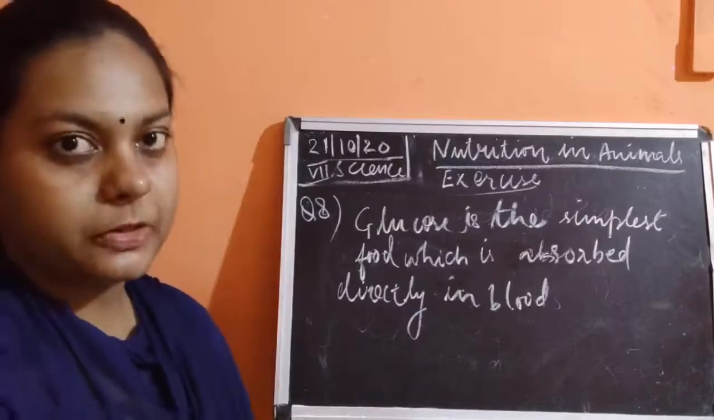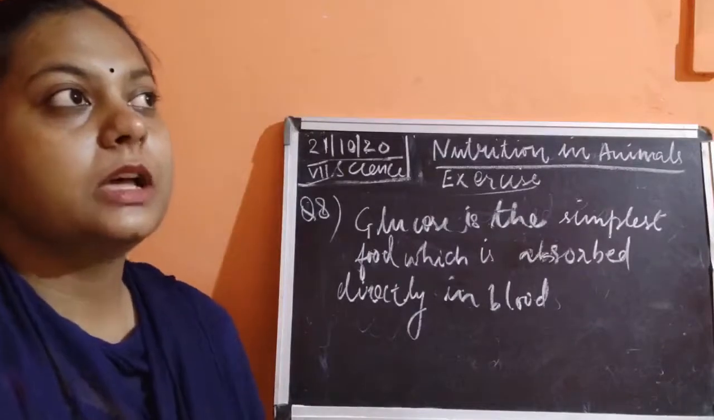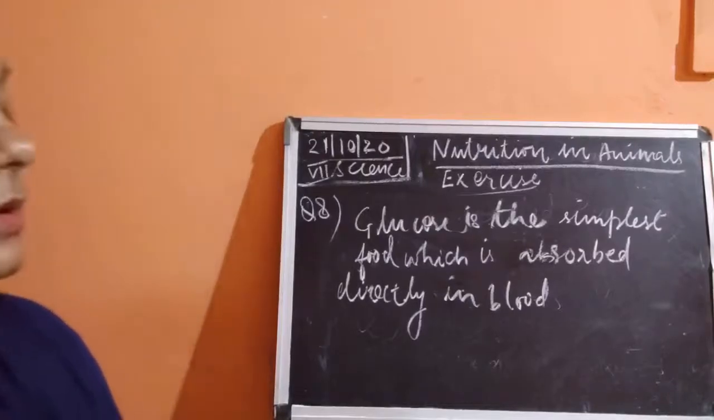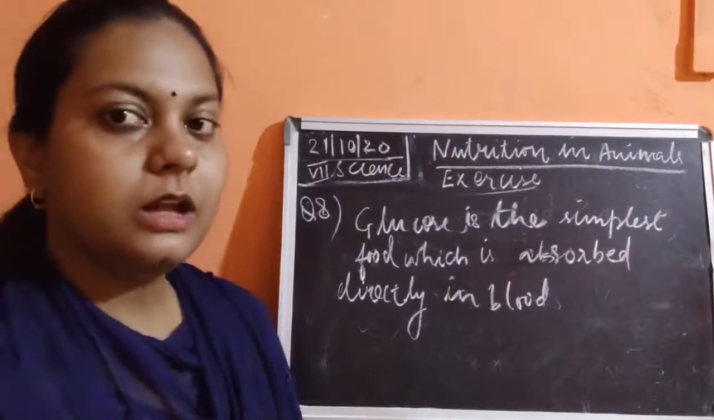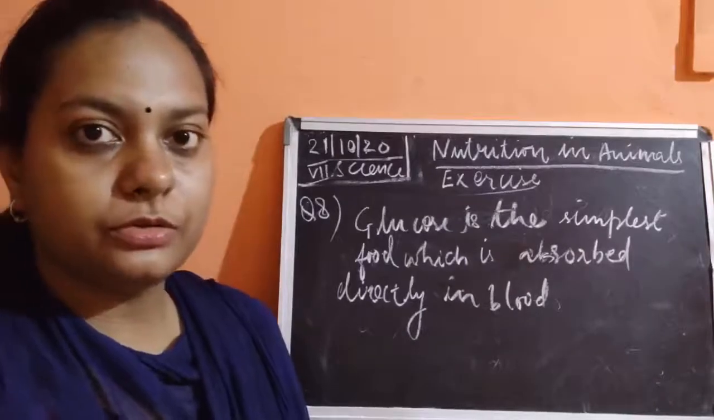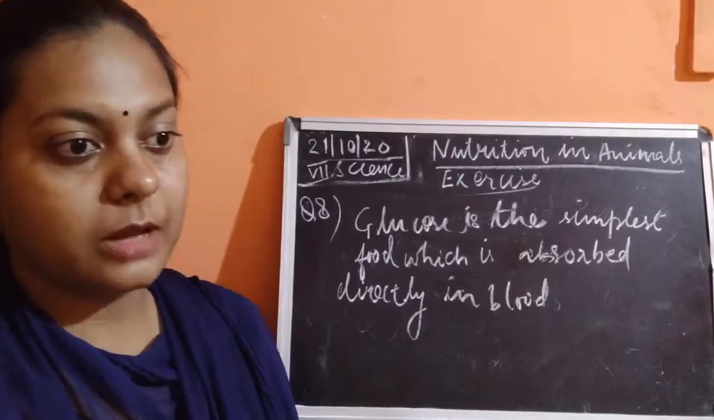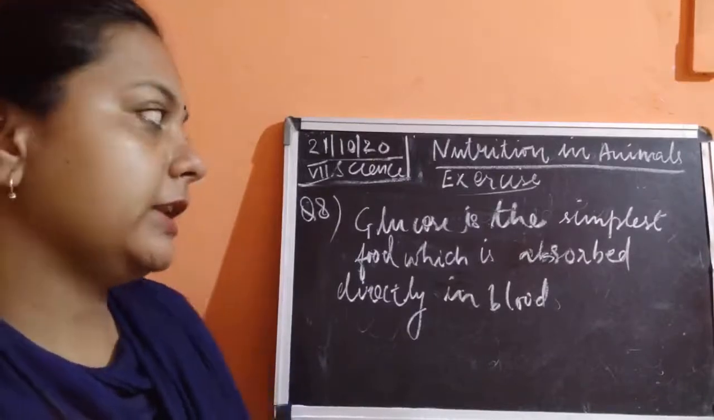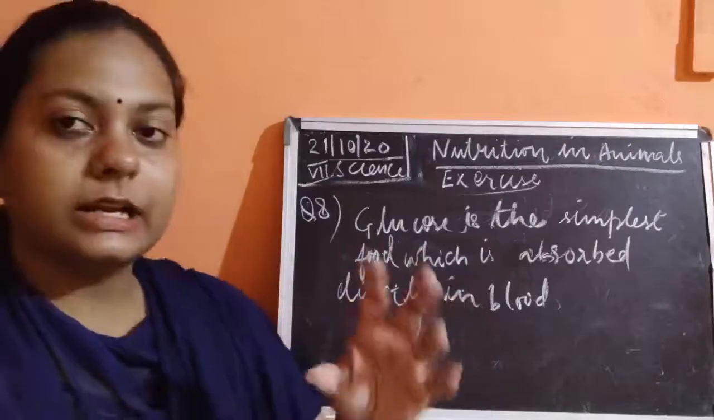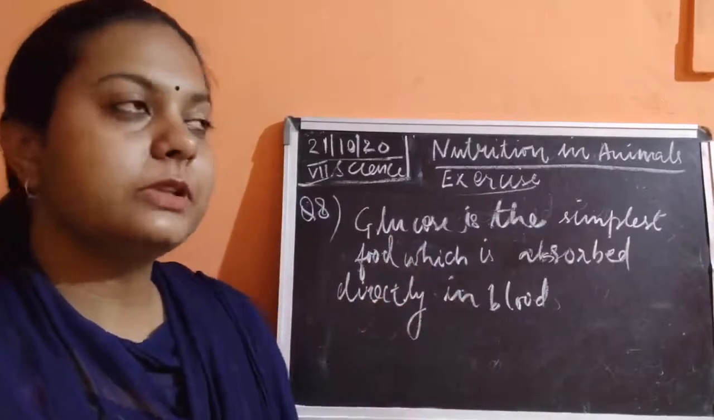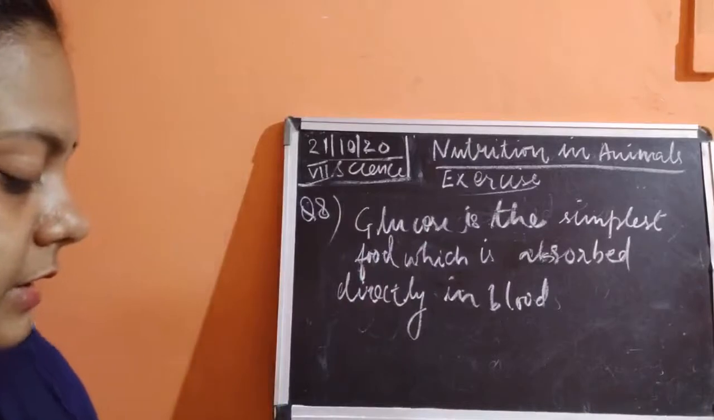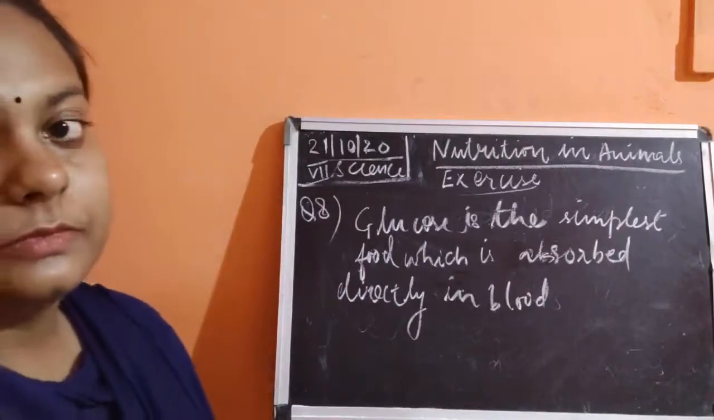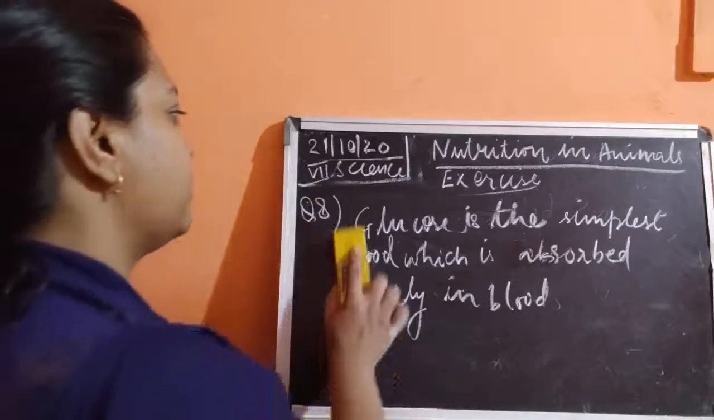Glucose is the simplest form of carbohydrate, so it is directly absorbed. It is not broken down into simpler products, because carbohydrate is broken down into glucose. After that, no breaking of the food material takes place. So glucose is directly absorbed by the blood vessels and transported to the body to give us energy. That is why we get instant energy when we take glucose. So this was about question number 8.